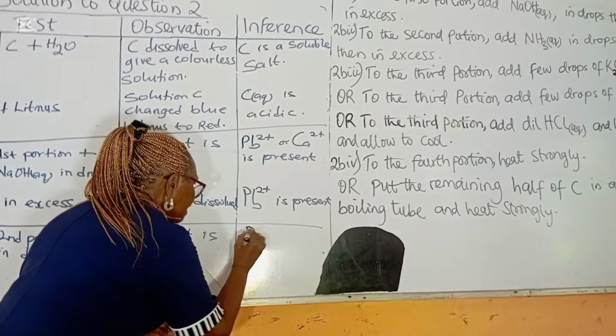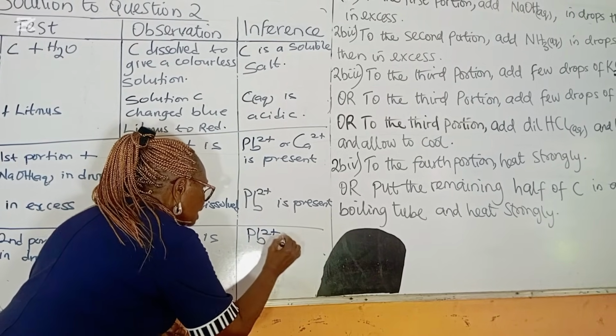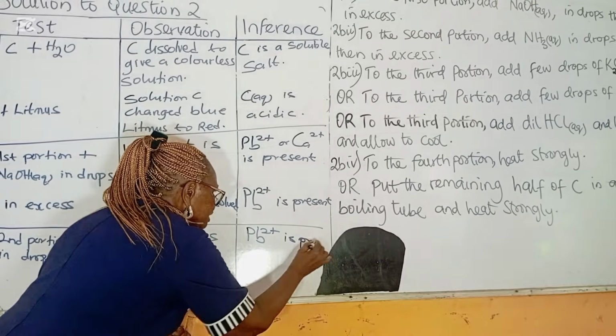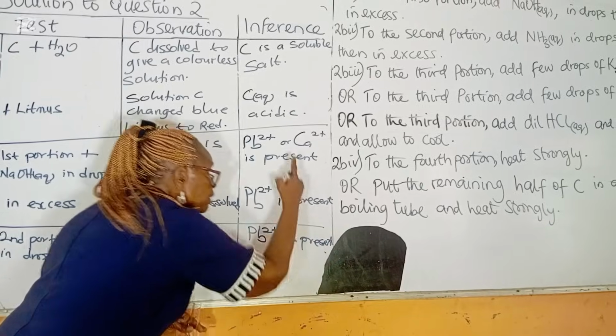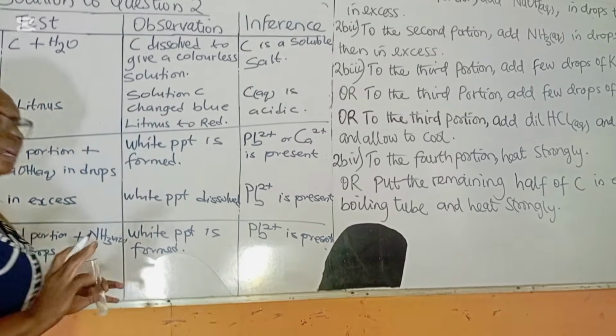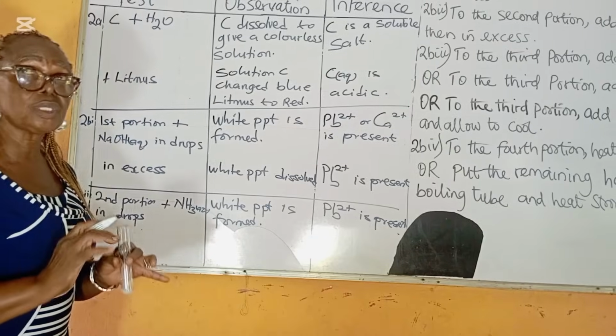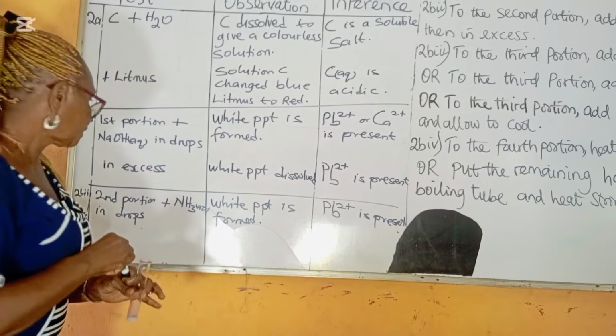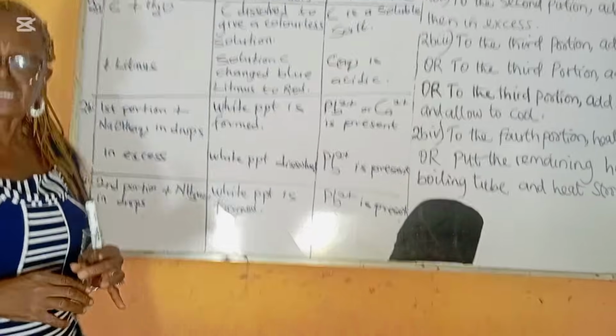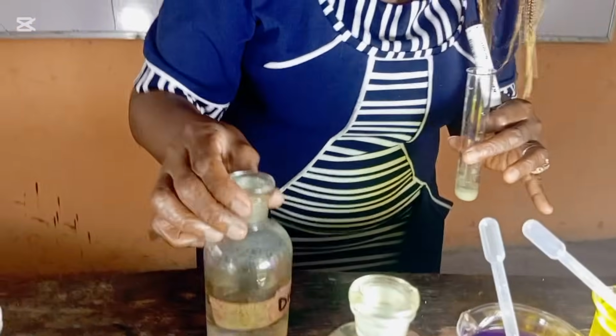So what will be here is lead 2 ion is present. Remember, don't bring down calcium ion. Calcium ion or calcium salt has nothing to do with aqueous ammonia. Then you now put in excess. Excess of what? Use your aqueous ammonia.